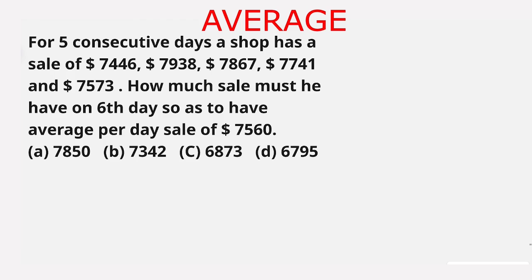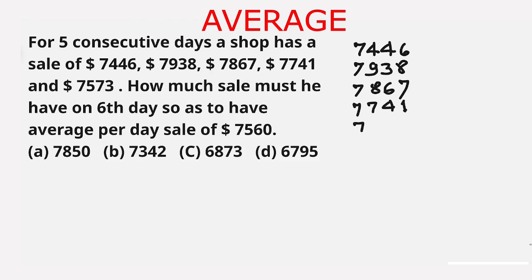We will first add the first 5 days sale of the shop, and that is 7,446, 7,938, 7,867, 7,741, and 7,573. 6 plus 8 is 14, plus 7 is 21, plus 1 is 22, plus 3 is 25, 4 plus 2 is 6, plus 3 is 9, plus 6 is 15, plus 4 is 19, plus 7 is 26.